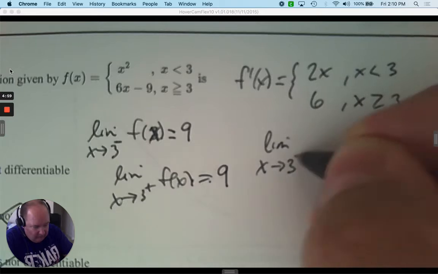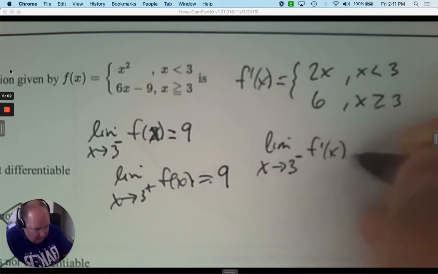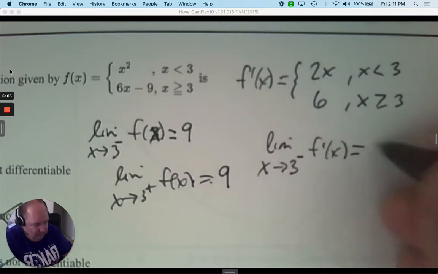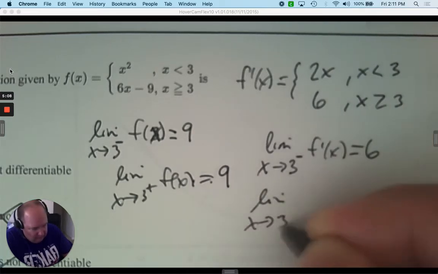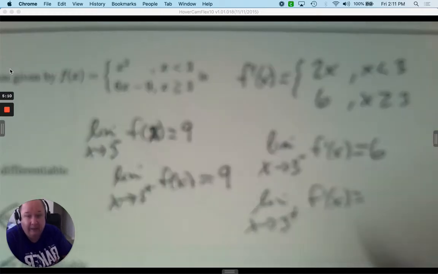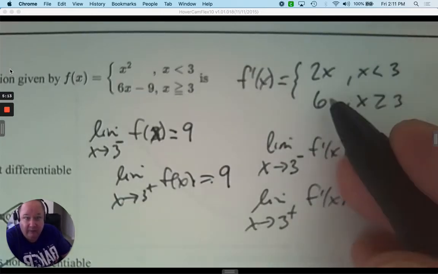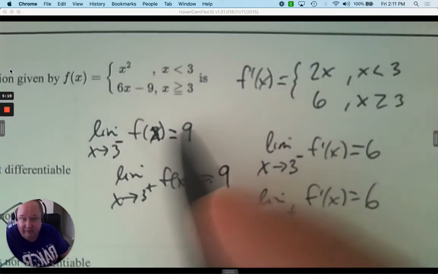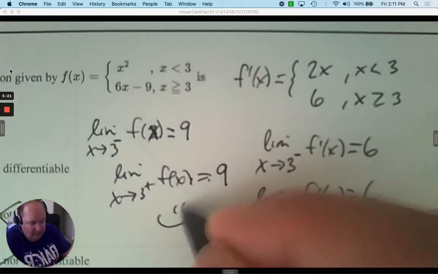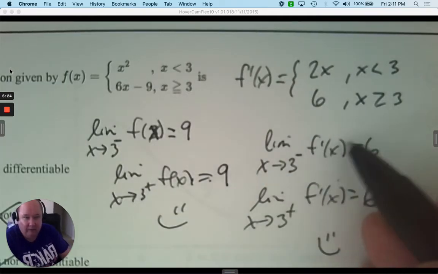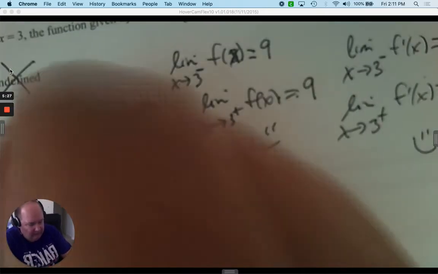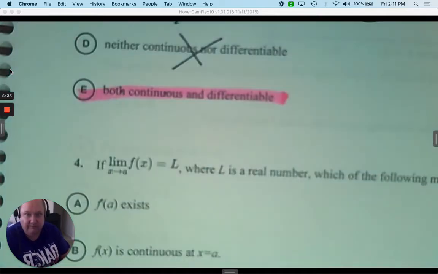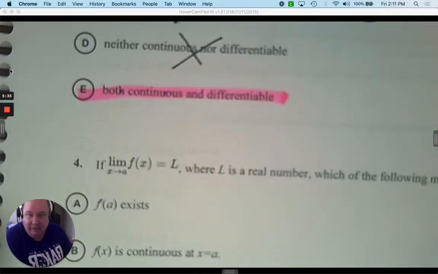The limit as x approaches 3 from the left of the derivative, that answer is 6. The limit as x approaches 3 from the right for the derivative. Be comfortable writing the limit. Again, there's no variable, so the answer is always 6. And so they have the same derivative. They have the same y coordinate, so it is continuous. It is differentiable because the right agrees with the left. And so therefore the answer is E. It's both continuous and differentiable. Number 4. The limit as x approaches a for f of x equals L, where L is a real number.